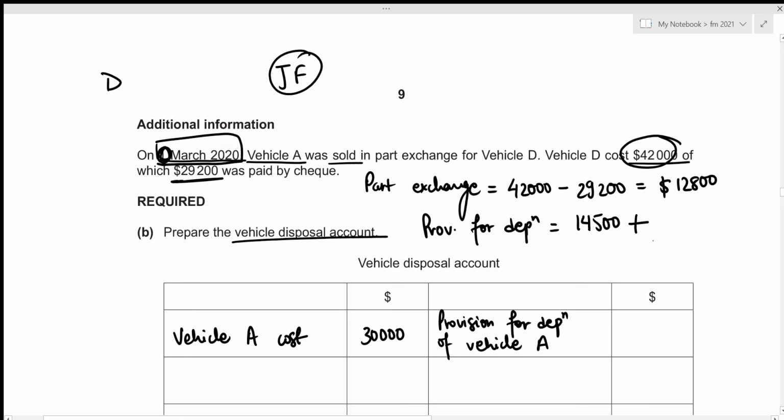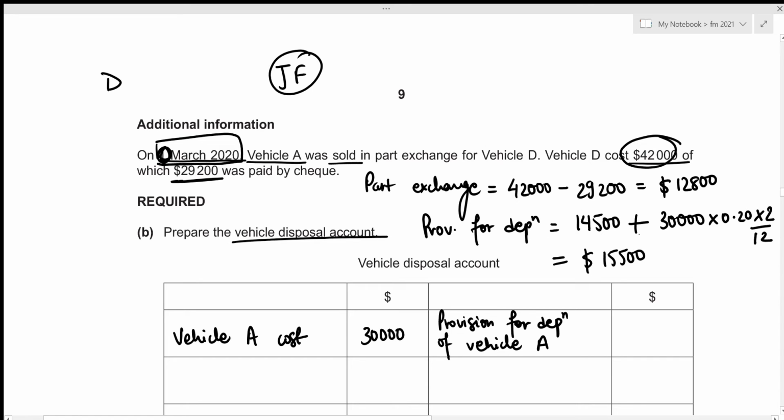And we know that the cost was 30,000. And the depreciation rate was 20%, so that's times 0.20, and this would give the depreciation of 12 months, but we only require the depreciation of 2 months, so we can just multiply by 2 and divide by 12. Alright, so this gives the total provision for depreciation to be recorded on the disposal account to have the value of 14,500 plus 30,000 times 0.20 times 2 by 12, which results in the value of 15,500.